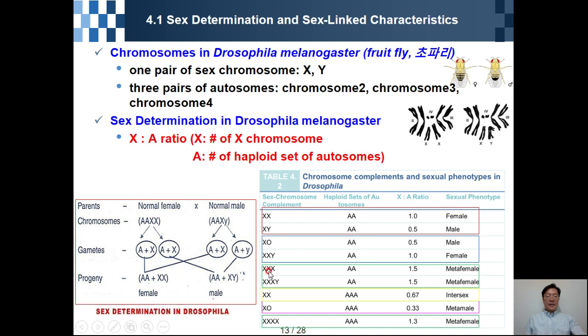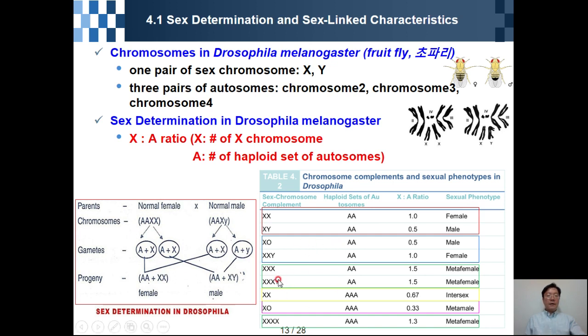How about in this case, XXX, AA? When they have XXX and AA, what's the number of X chromosomes? The X chromosome number will be 3. What's the number of A chromosomes? It will be 2. So the final ratio will be 1.5. In this case, it will make the meta female. Meta female means we call it a super female. It means their phenotype is female, but the meta female usually dies very early.